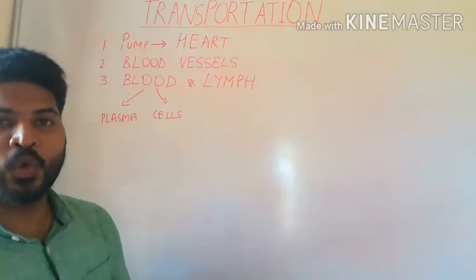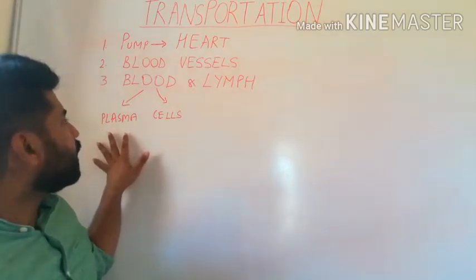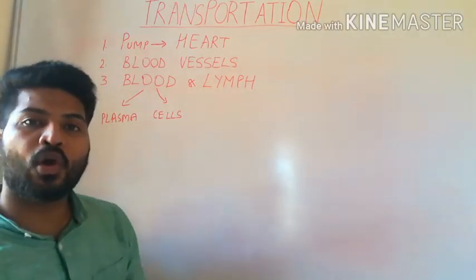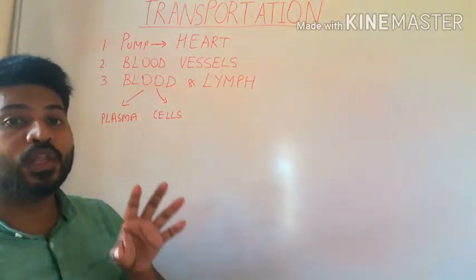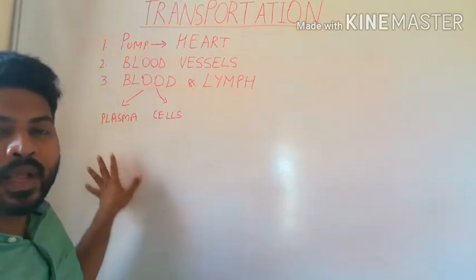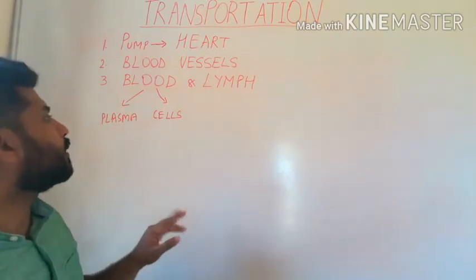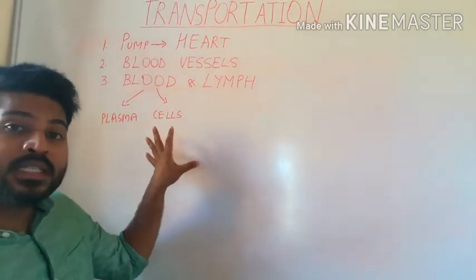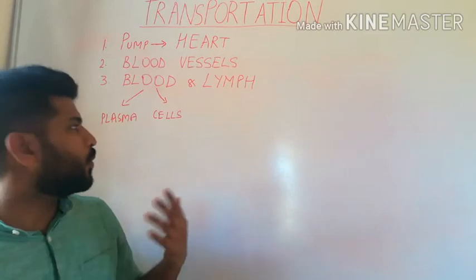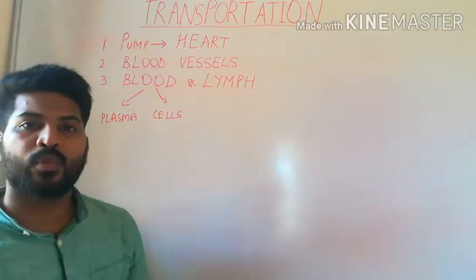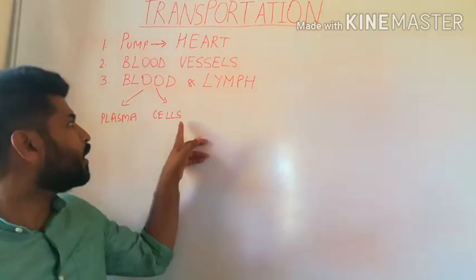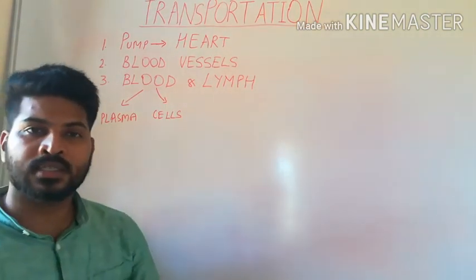As you already know, in the plasma component of the blood, carbon dioxide is transported in the dissolved form. Also, nutrients are dissolved in the plasma, and they are transported. Oxygen is transported by the RBCs, red blood cells. White blood cells are required for protecting the body against any foreign pathogens. And then there is a third component of the cells known as the platelets.